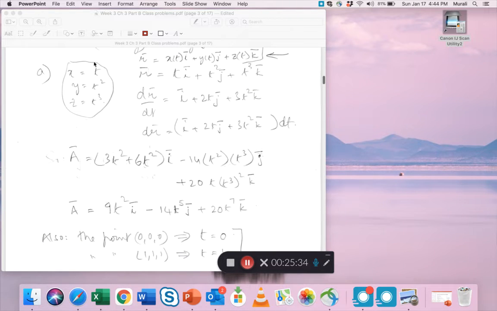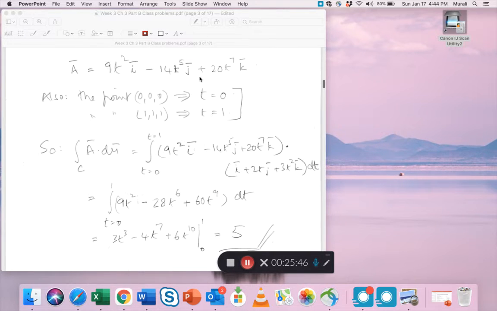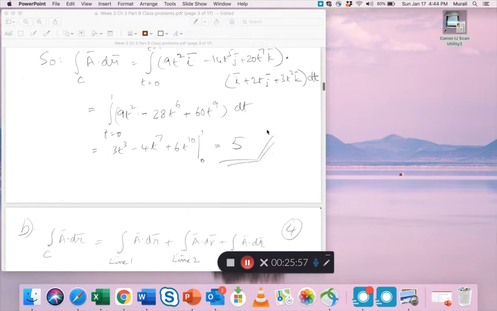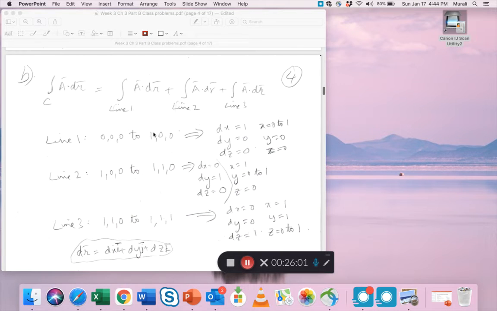So how do you get that? Put t equals 0, you get each of these is 0. Put t equals 1, each of these is 1, right? So that tells you that t equals 0 corresponds to this, t equals 1 corresponds to this, and since we are setting up our equation in terms of t, the limits now become in t as 0 and 1. Okay, so you solve this, you get a nice round number 5. So that was part A.